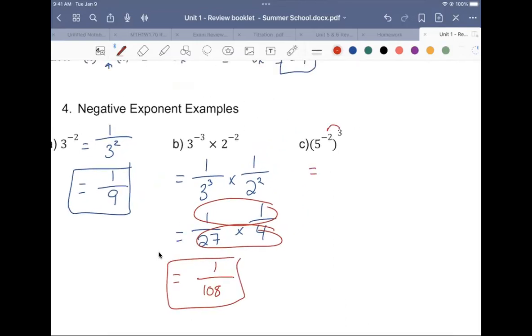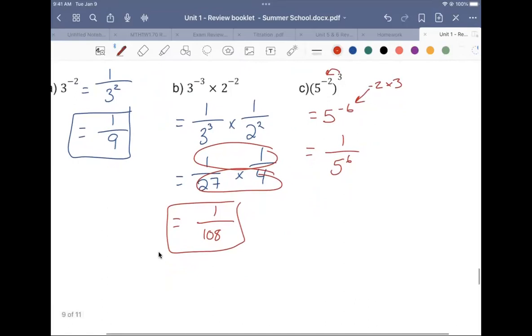Here, my first step will be to simplify it down a bit more. I will get 5 to the negative 6, because that is negative 2 times 3. So this is 1 over 5 to the 6, which gives me 1 over 15,625.